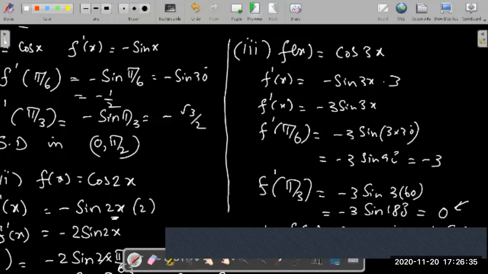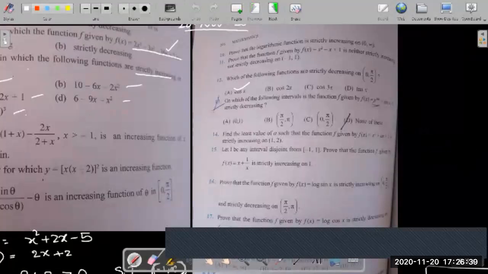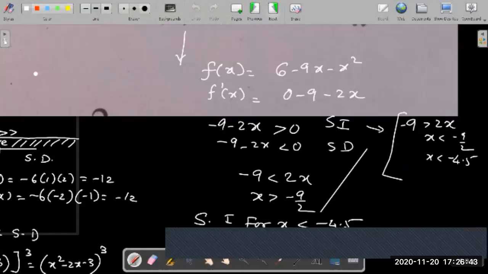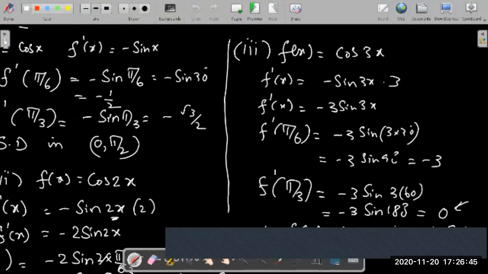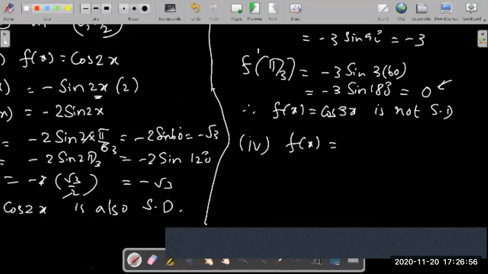So we have done that part as well. I just forgot what our last one is. Is it tan x? Yes, D is tan x. So tan x, the fourth one, f of x equal to tan x.